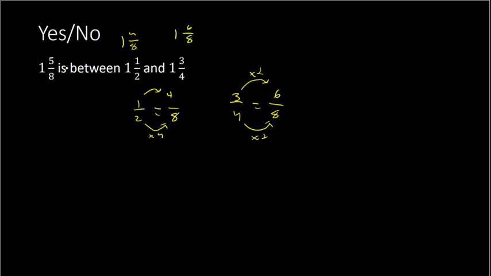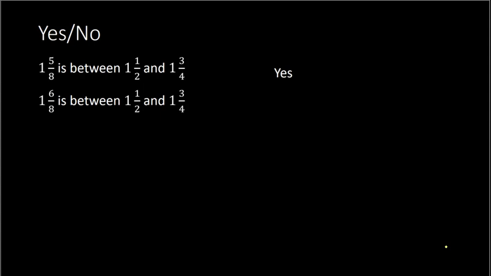So is 1 5/8 between 1 4/8 and 1 6/8? Well, yes, it would be, because that would be right in the middle. So the answer is yes. Now, what about 1 6/8? Is that between 1 1/2 and 1 3/4? Well, we already said 1 1/2 is 1 4/8, and 1 3/4 is 1 6/8. So is 1 6/8 between 1 4/8 and 1 6/8? Well, no, it's not between, because it is equal to 1 3/4. So the answer is no, it's not between.